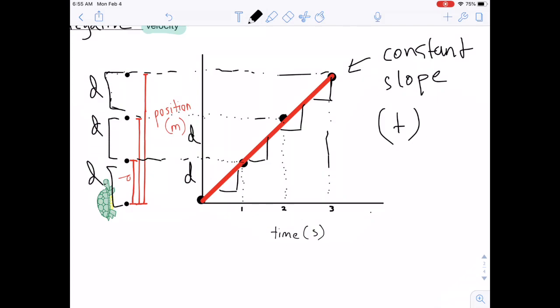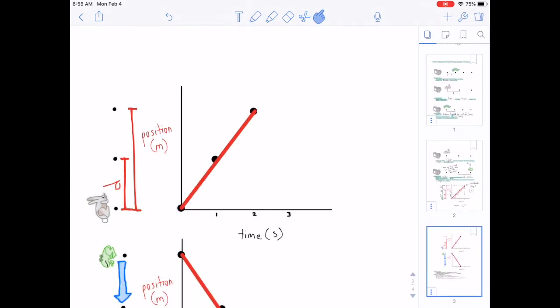The slope is positive, which means he's moving in the positive direction. We often in physics will say that the positive direction is to the right and the negative direction is to the left. So we can confidently say that this tortoise is moving to the right because the slope is positive, and he's also moving at a constant velocity. The velocity is not changing.